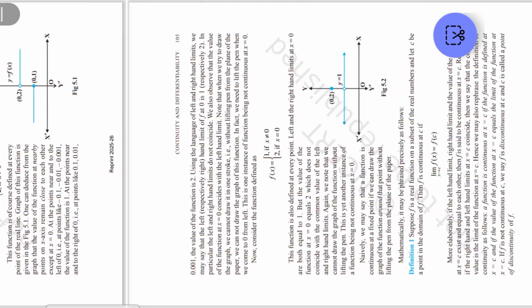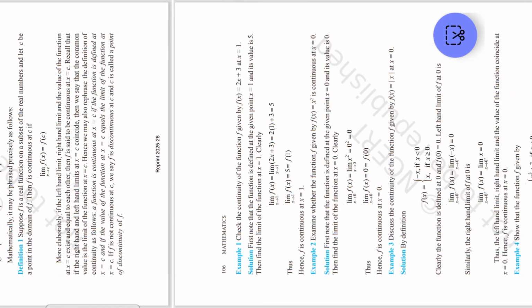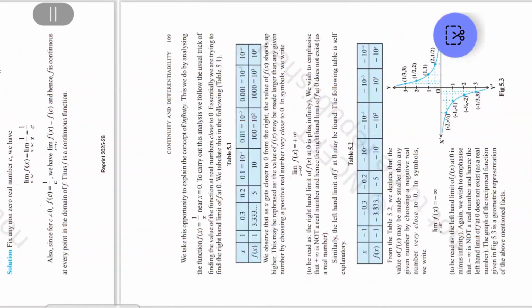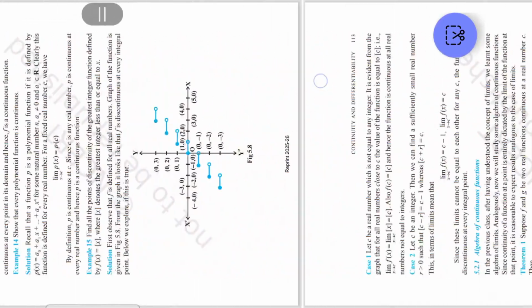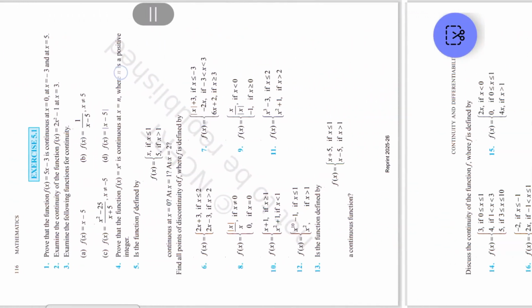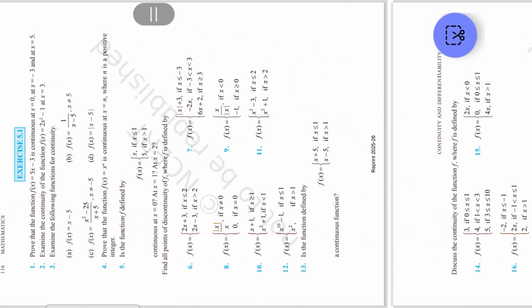So next, coming to exercise and example problems, I am telling now for 2 marks questions. In 5.1, for 2 marks, they ask questions like examine the continuity of the function. Question numbers 2 and 3 are important.